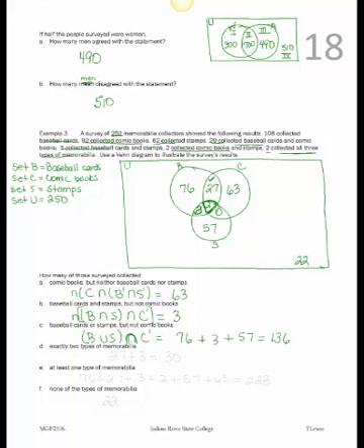Part D, how many of those surveyed collected exactly 2 types of memorabilia? All 3 intersect, at least 2. So baseball cards and comic books together, that's 27. It says exactly 2 types. So also we have the baseball cards and stamps. That was 3 people. Add that together, we have 30.